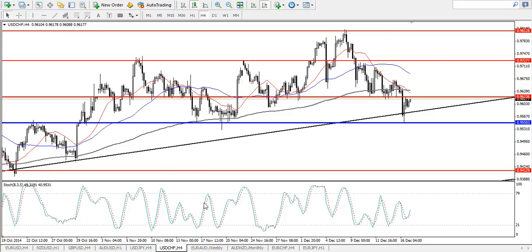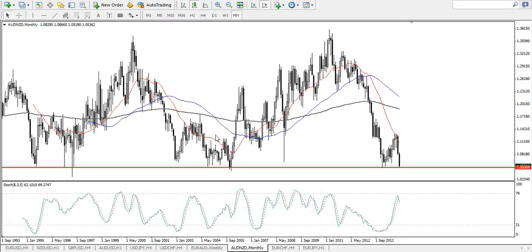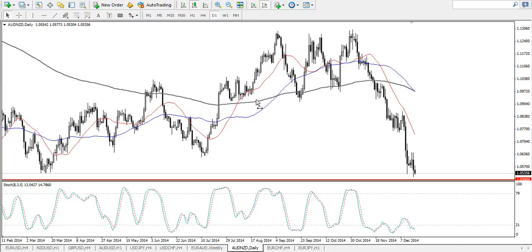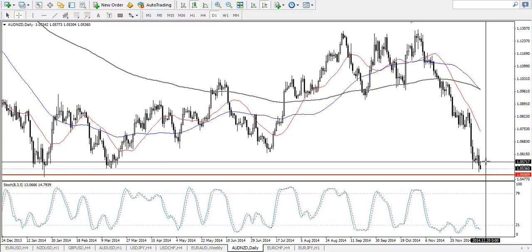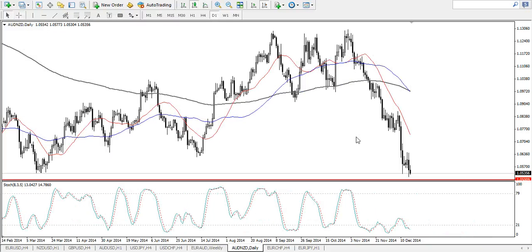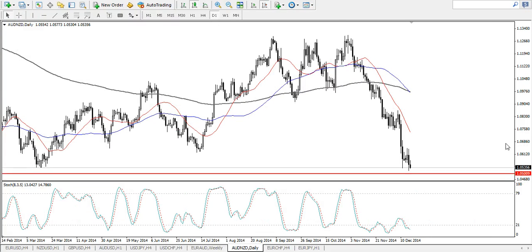And finally, I just want to touch on the Australian dollar against the New Zealand dollar. This is the monthly chart, and price is about to touch the previous low in the monthly chart, as you can see over here. Zooming into the smaller time frame, the daily chart itself, we are about 30 pips away from touching the support level of 1.0500.